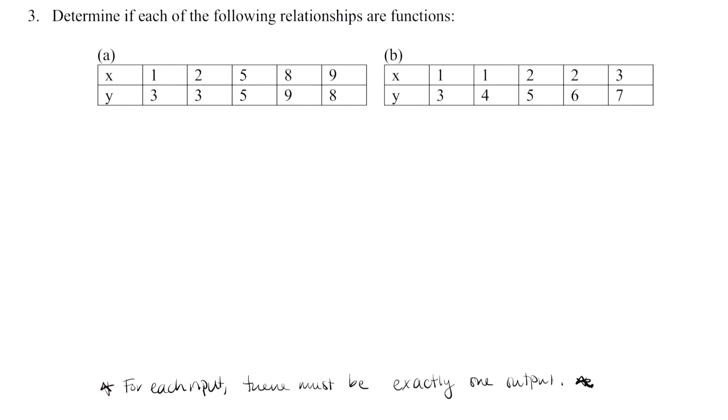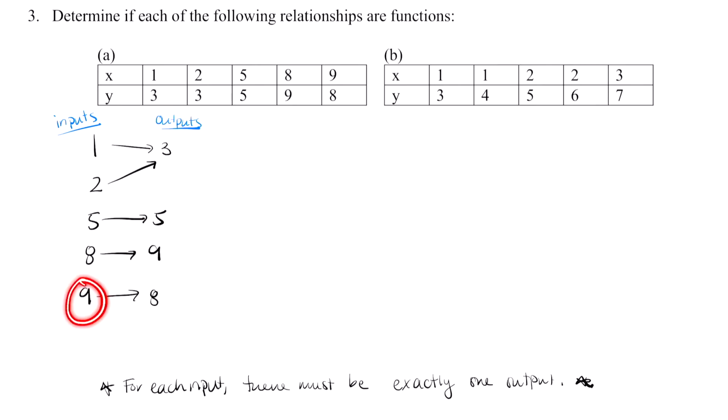So for part A, 1 goes to the output of 3. What about 2? 2 also goes to the output of 3. 5 goes to 5. 8 goes to 9, and 9 goes to 8. So here I have a set of inputs, and here's a set of outputs.